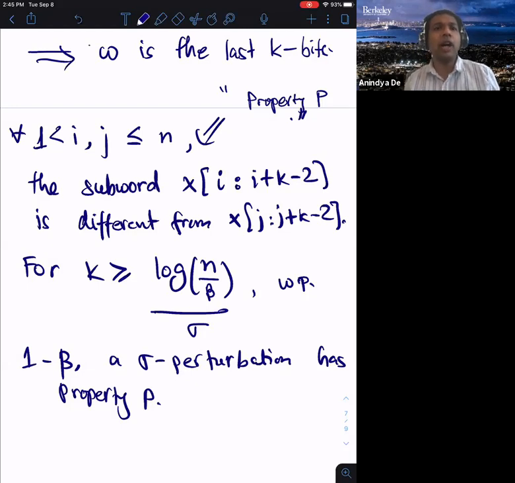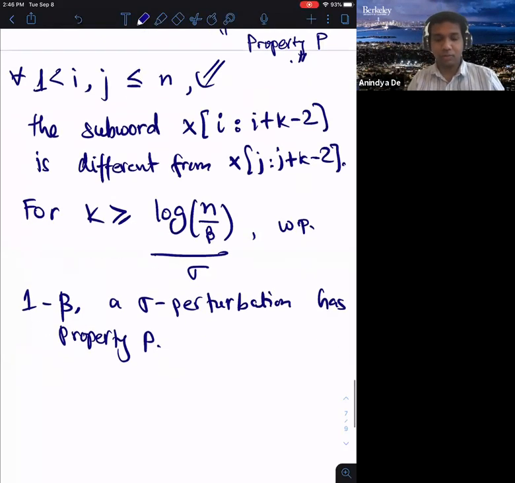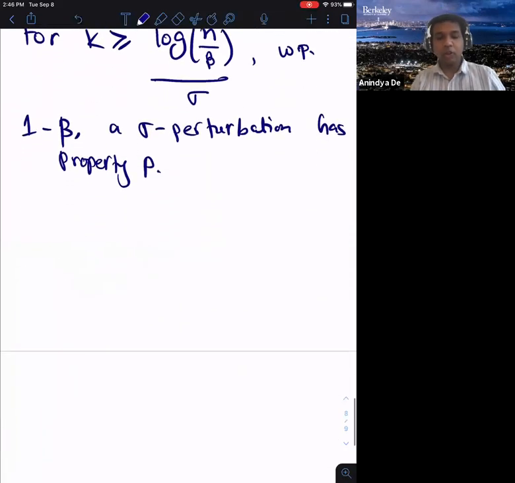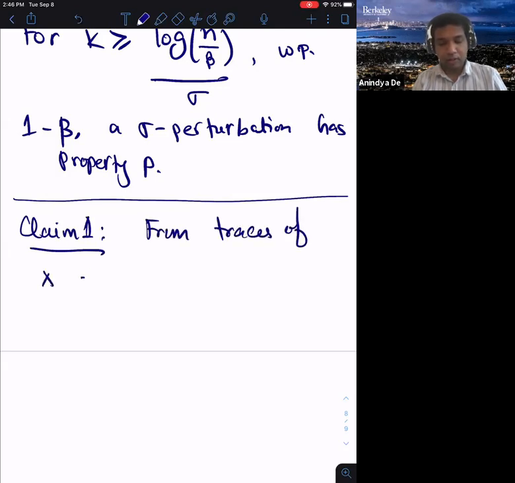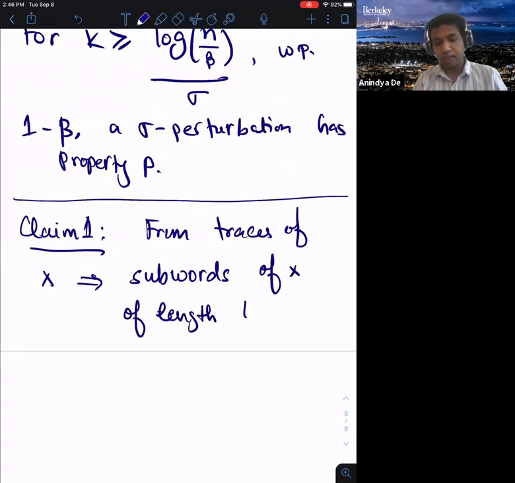The question is, how do you have the subword counts? You are given traces. How do you figure out how many times a subword appears? Okay. So this was the part which required the smoothed analysis idea. So now claim 1 is: from traces of x, we can infer subwords of x of short length, of length log n. Let me just call it k.